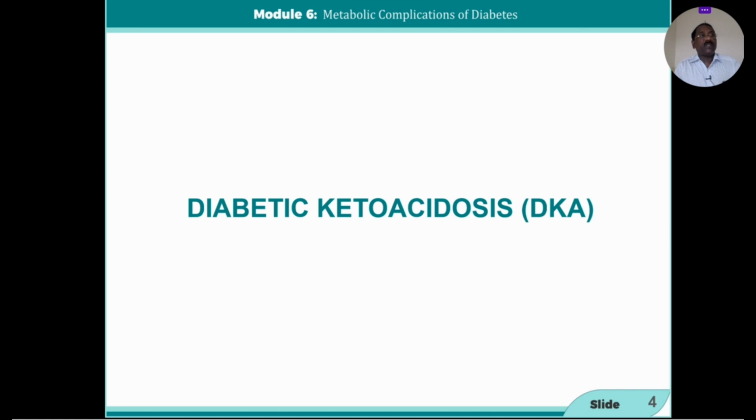Now let us spend some time on DKA. See, this is a triad. DKA. D means diabetes. That means blood sugars will be more than normal. Usually to cause diabetic ketoacidosis, the blood sugar values should be more than 250. But in certain situations, even with normal blood sugars you can get DKA.